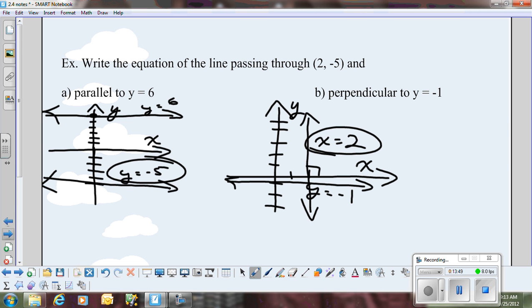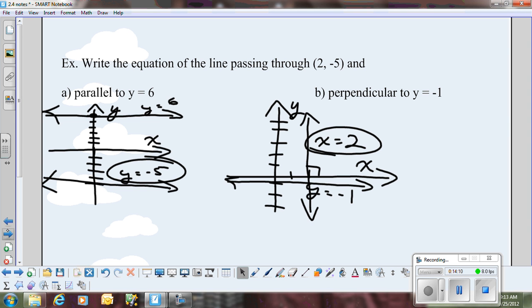Okay, so when you have those horizontal and vertical lines, you need to remember that it's either y equals a number for a horizontal line, x equals a number for a vertical.